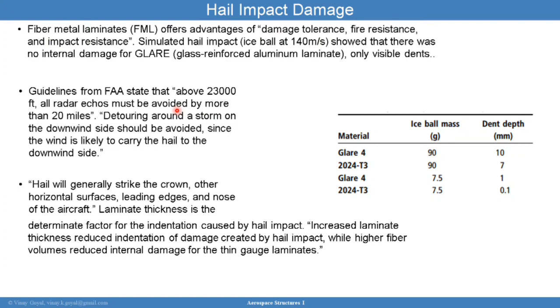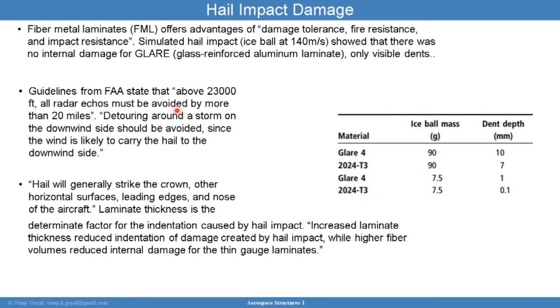It's usually safe to land even after hail impact or lightning damage, but passenger safety is always number one. But also here the real issue is the cost of repair and the cost of having to deal with an issue when you could have avoided it by flying around the storm. Hail will generally strike the crown and other horizontal surfaces. I'll show a picture later.